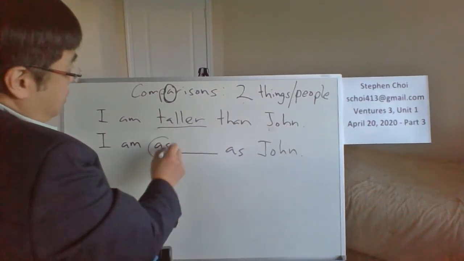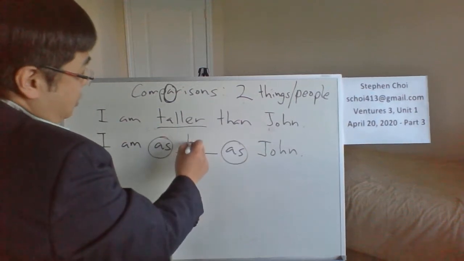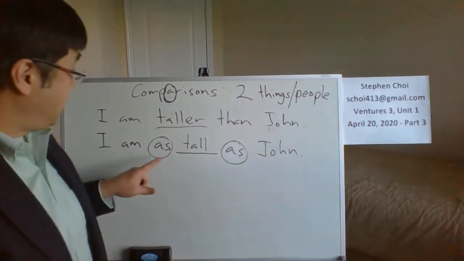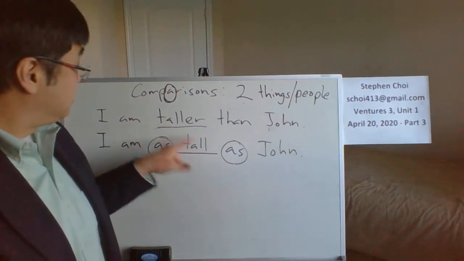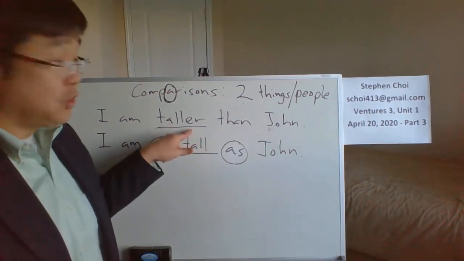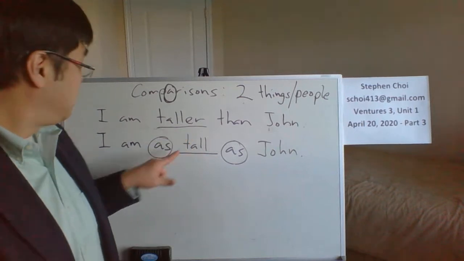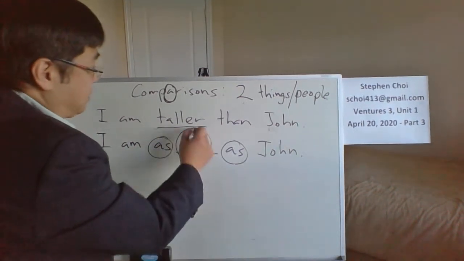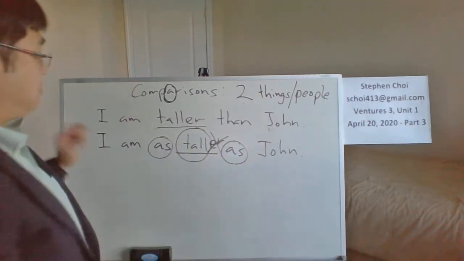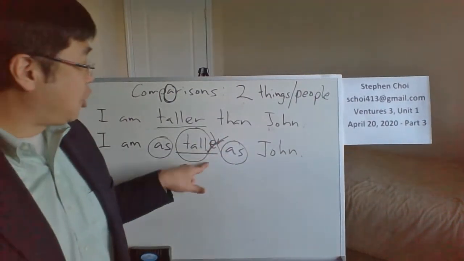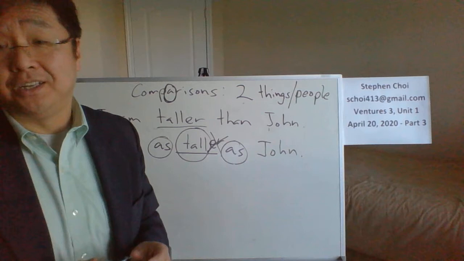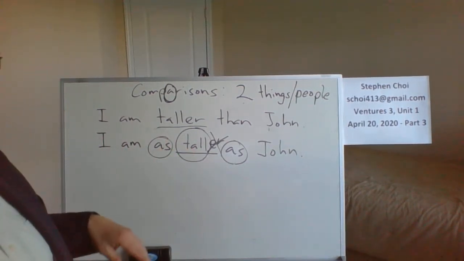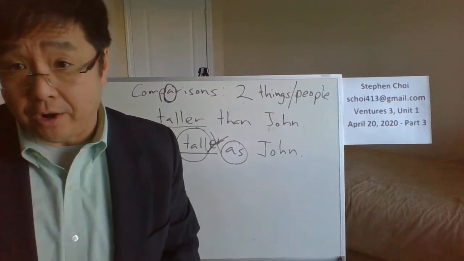No. When you use as, you just use the regular adjective. When you use as, you don't put that comparative form. Just put as, just a regular adjective. No ER. I am as tall as John. So, these are the comparisons. Very straightforward.